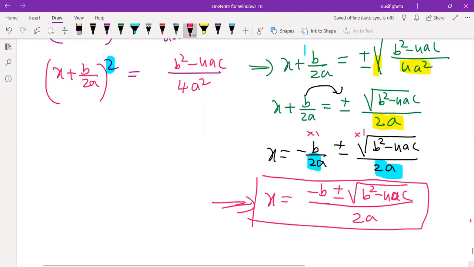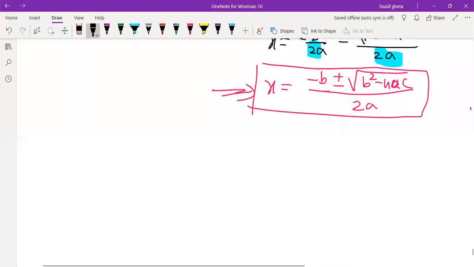This is the derivation. Understood? Let me explain once again. First you will write the standard form. Then you will divide the whole equation by the coefficient of x square. Whatever the coefficient of x square is, you will divide with that. So you will write divide by a.